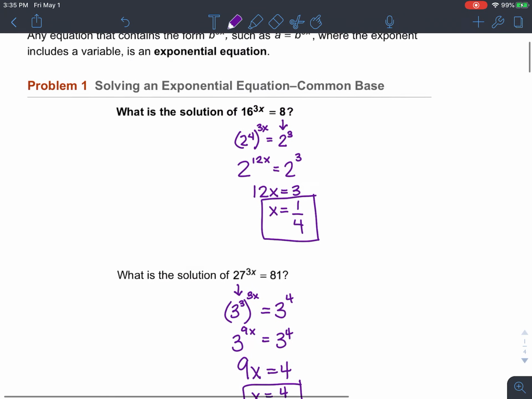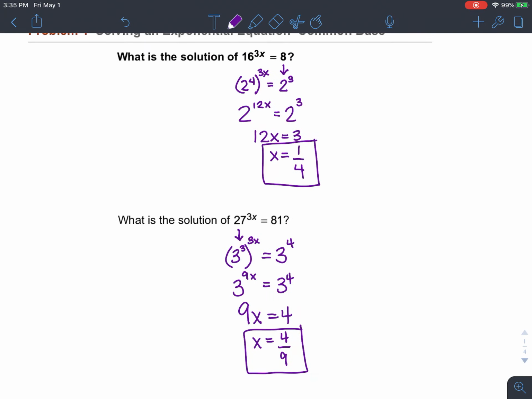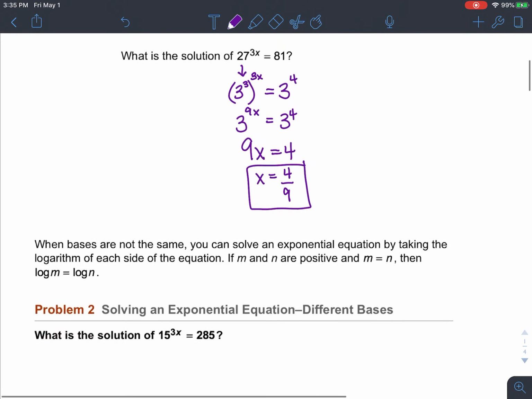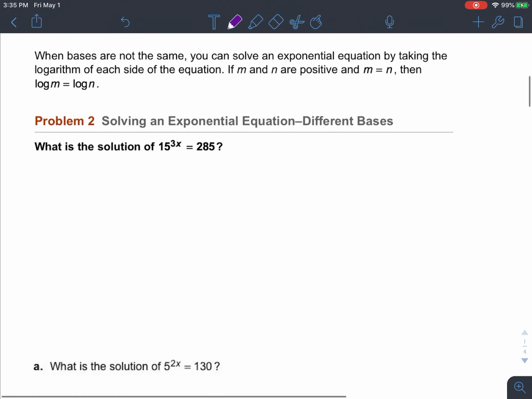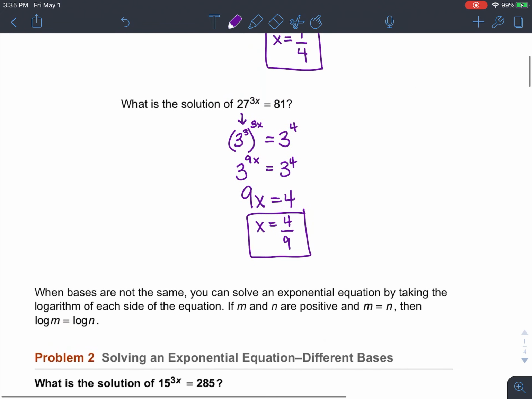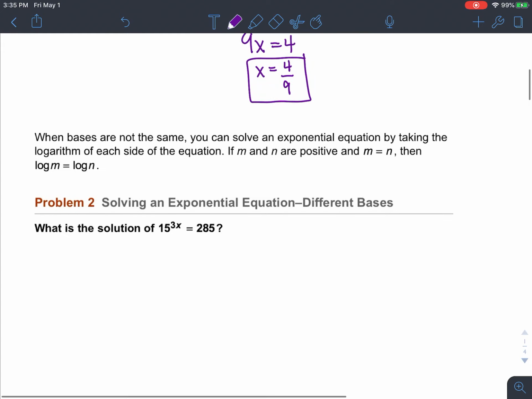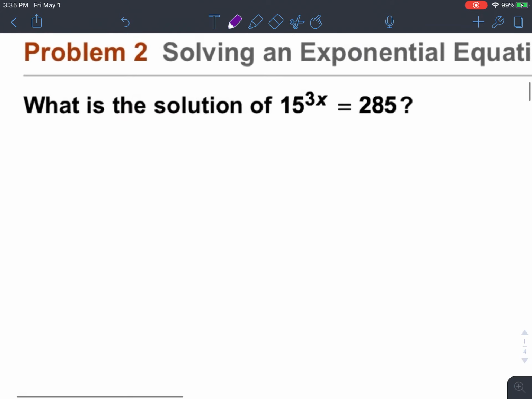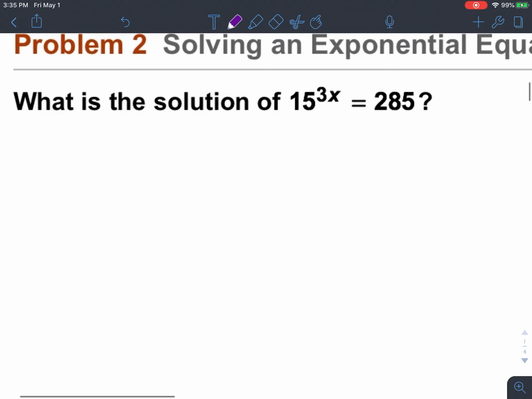So that's the first way you can solve an exponential equation. Let's come down to a different kind. What about when the bases aren't the same or you can't make them the same? Well, that's why we learn logarithms. Because if you need to get an exponent out of the exponent, logs are the way to do it. Okay, let me show you how that works.